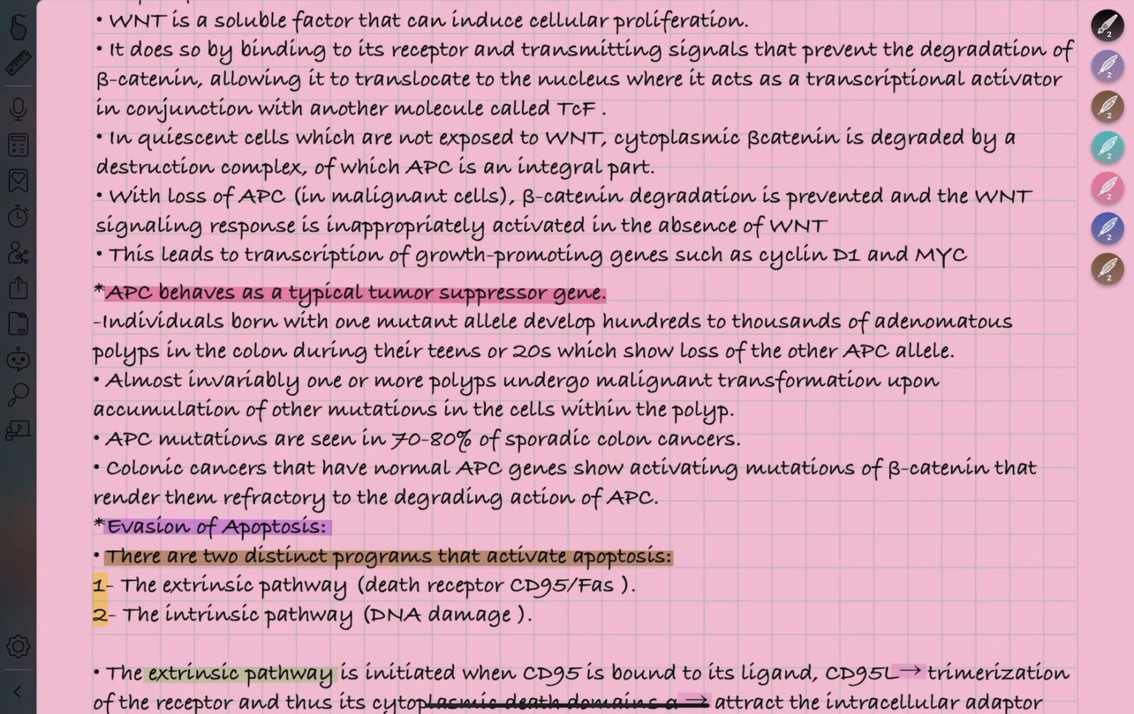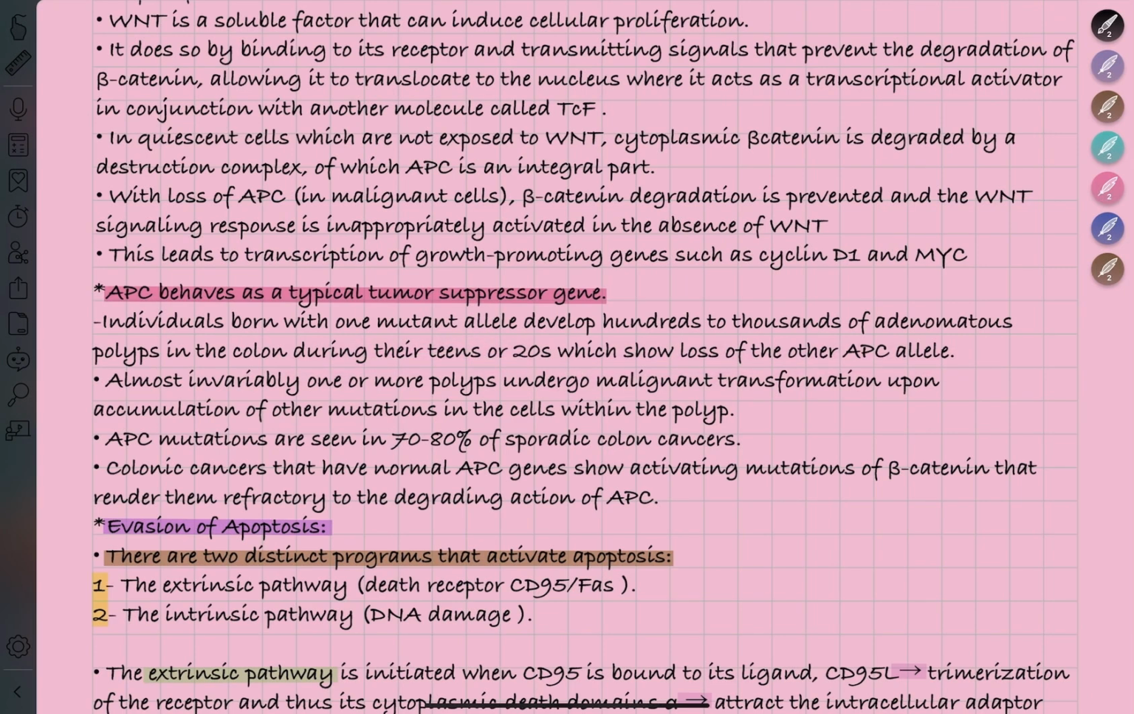Because the presence of APC is enough to degrade the beta-catenin, and if it does so, it will prevent the cellular proliferation, the excessive cellular proliferation, okay? So APC is really important. Individuals born with one mutant allele develop hundreds to thousands of adenomatous polyps in the colon during their teens or 20s, which show loss of the other APC allele.